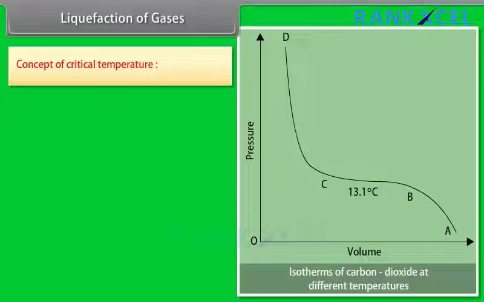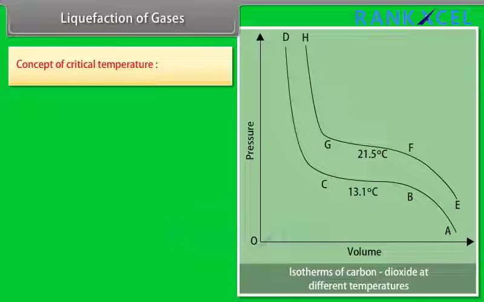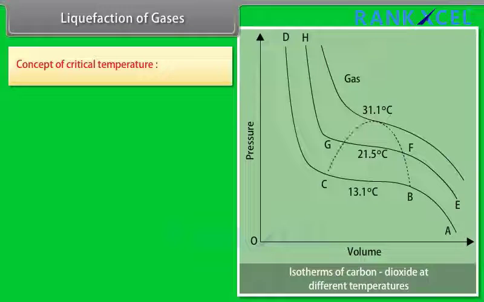The isotherm EFGH at 21.5 degrees Celsius is similar to that at 13.1 degrees Celsius, except that the horizontal portion over which liquefaction occurs is shorter. In the isotherms above 31.1 degrees Celsius, the horizontal portion completely disappears. This shows that above 31.1 degrees Celsius, the liquefaction of the gas does not take place at all, howsoever high the pressure may be applied.